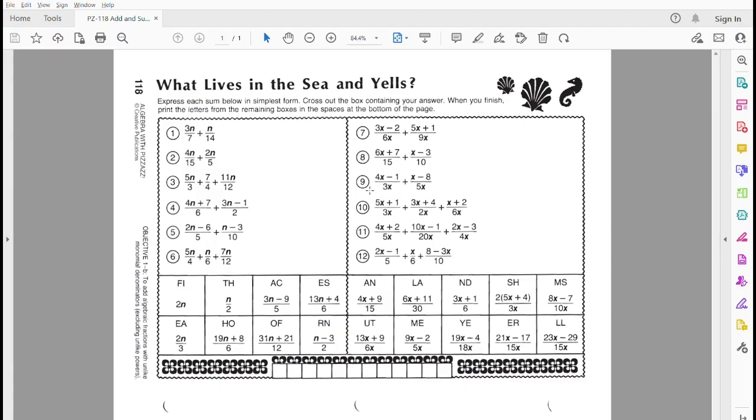In this puzzle, we're trying to solve the riddle of what lives in the sea and yells. To figure this out, we have to simplify all of these rational expressions, and each time we simplify one of these, we have to find the answer down below and then cross off the box that has that answer. So once we've crossed off all 12 of whatever boxes we're supposed to cross off, the remaining letters, if we put them all in a row in these boxes down here, will spell out the answer. So let's go ahead and give this one a shot.